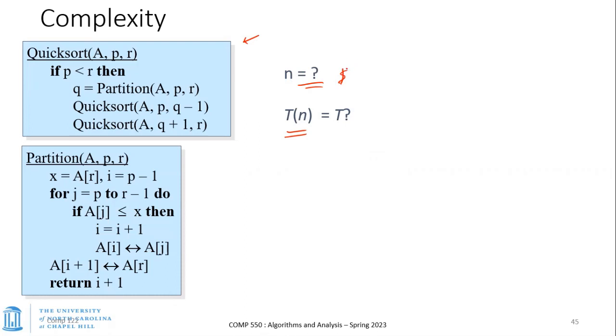It's going to be R minus P plus 1. All right. This is going from P to R. What is an equation for a recursive relation for T of n?